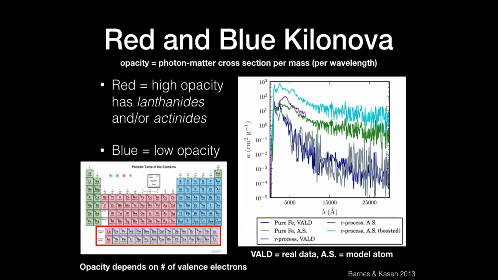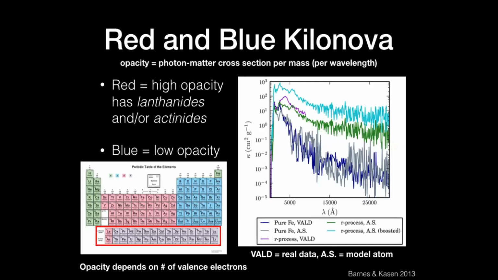Just briefly to talk about why we get these red and blue kilonova. The reason is basically because the lanthanides have very high opacity, and what this means is that they are much better at trapping light per unit mass compared to pretty much every other element. On the bottom left over here, you see the periodic table, and I've highlighted the bottom two rows. Those are the lanthanides and actinides, and because they are in those regions of the periodic table, they have open F shells.